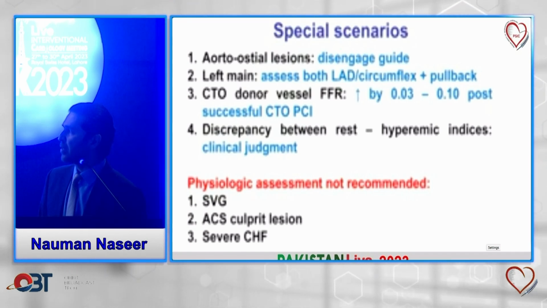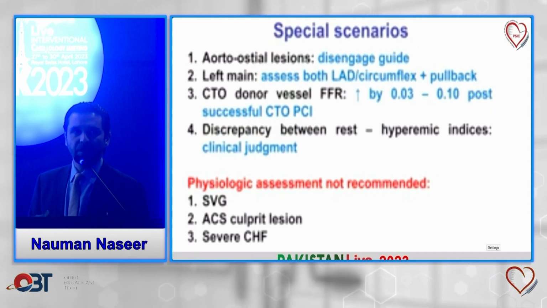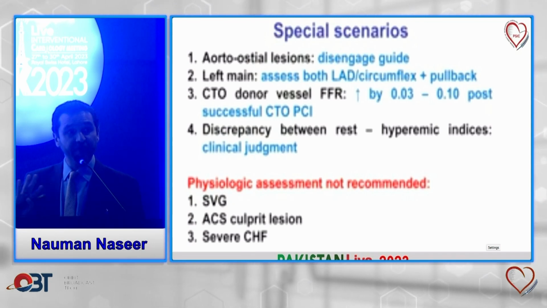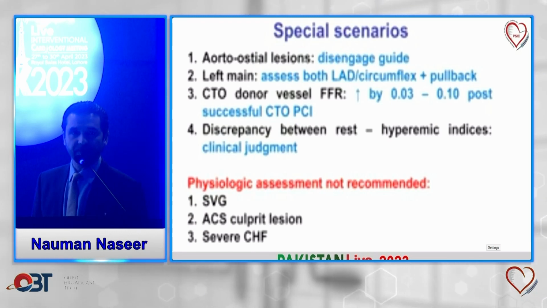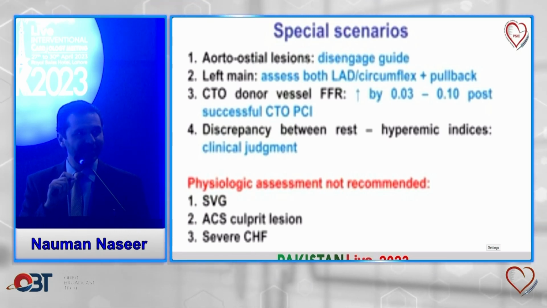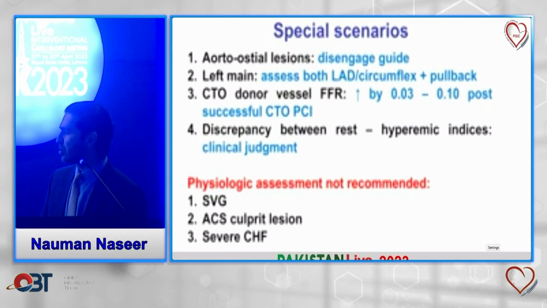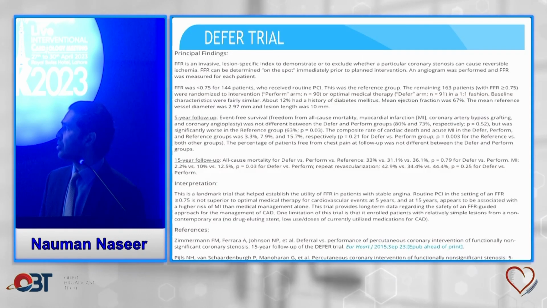Can't use it for vein grafts. ACS culprit lesions, you can't use it, but you can use it in non-culprit lesions. There's a lot of data: DANAMI, PRIMULTI, a lot of trials have shown that. Severe congestive heart failure: we assume the venous pressure is 0, so you can't use it in severe congestive heart failure patients.